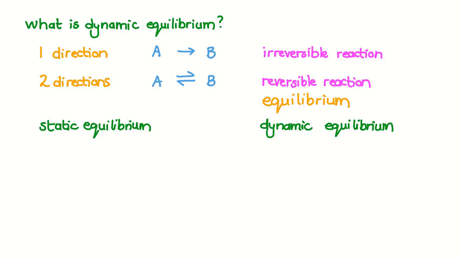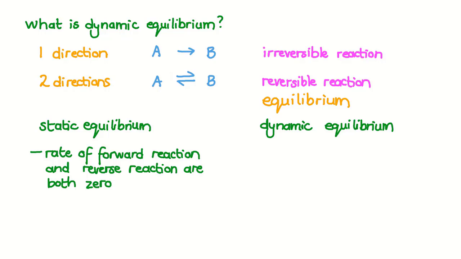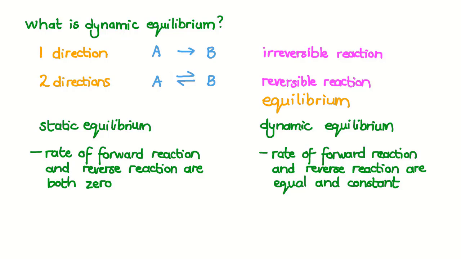In a static equilibrium, there is no movement or exchange between the reactants and products. In other words, the rate or speed of the forward reaction and the backward reaction are both zero. Whereas in a dynamic equilibrium, the rate or speed of the forward reaction and the backward reaction are equal and constant. In other words, the reactants are being converted to products, and products are being converted to reactants at the same speed. And the speed is not changing.